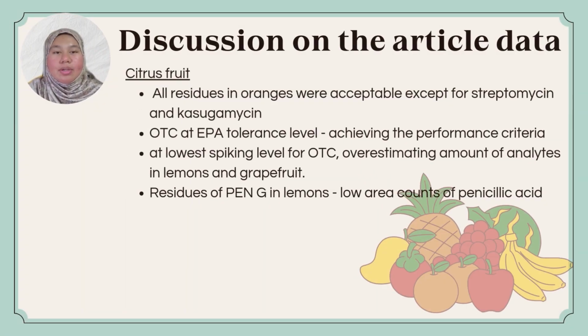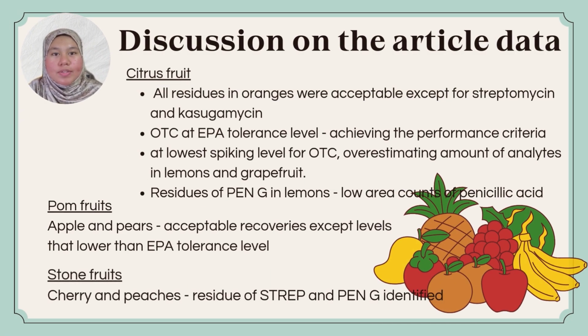The recovery and reproducibility data for all residues in oranges were acceptable except for streptomycin and kasugamycin, as at the lowest concentration it is below the EPA tolerance level. Data for oxytetracycline at the EPA tolerance level, which is 10 nanograms per gram, has achieved the performance criteria.